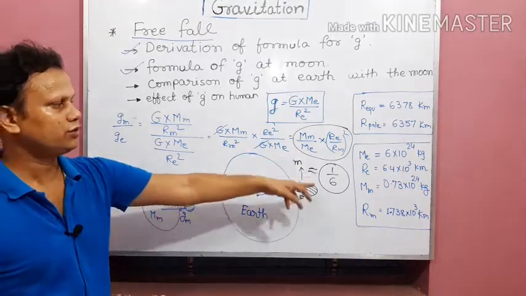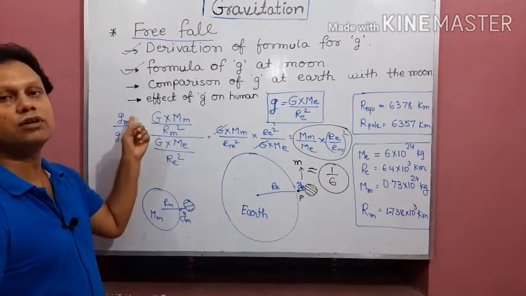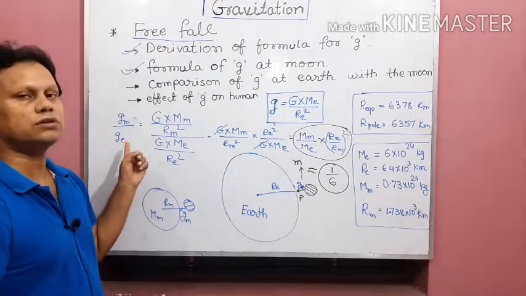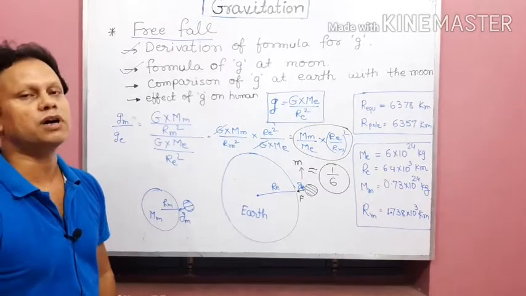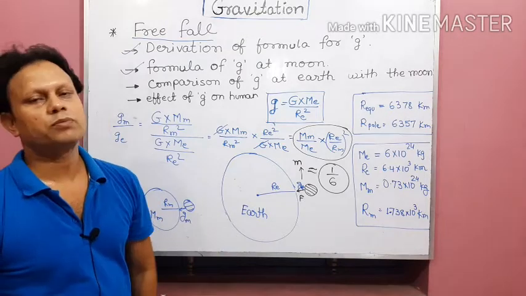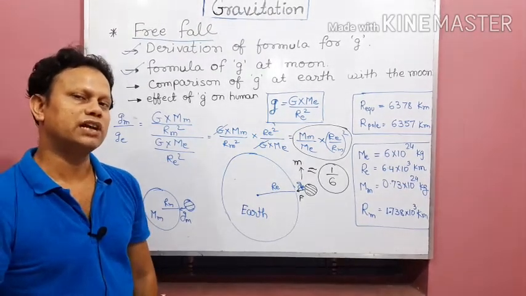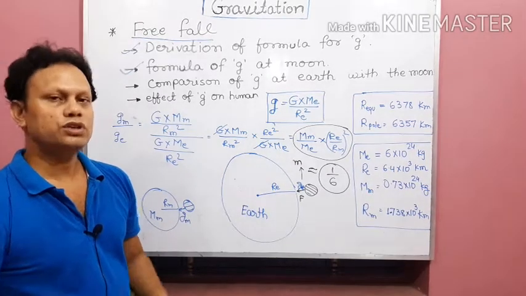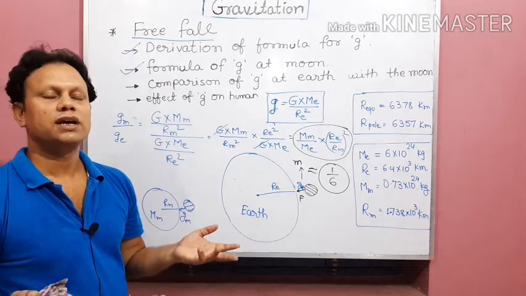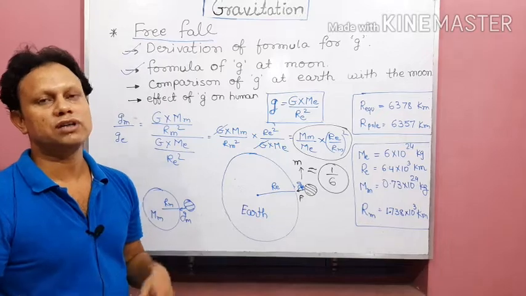So that way you can find out the relation of acceleration due to gravity on the moon to the acceleration due to gravity of the same object on the earth. Almost it will be 1/6. Here it is 9.8, so you take 1/6 of 9.8 and you will get the value of acceleration due to gravity present on the moon. So in this way you can compare any two places, any two heavenly objects, and you can compare the acceleration due to gravity present on these two heavenly objects.